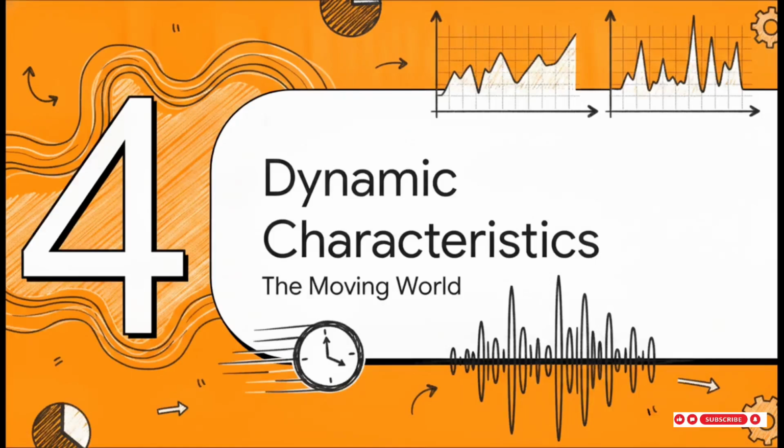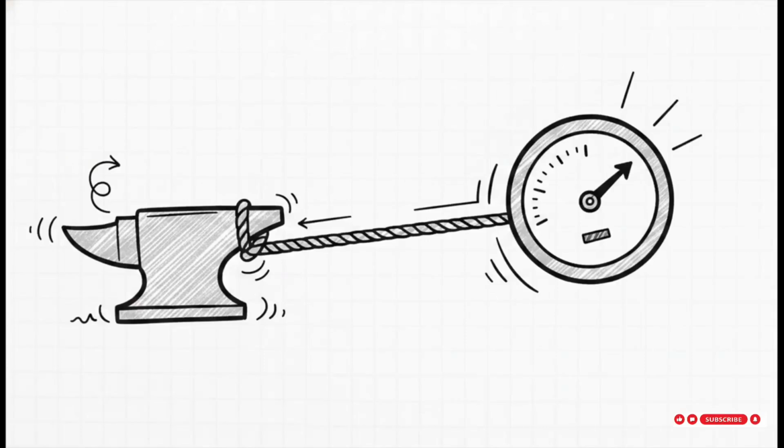All right, moving into Section 4. We are flipping the script and diving into dynamic characteristics. We're leaving that still photograph behind and entering the moving world, where variables are fluctuating super fast. So here is the harsh reality check. Out in the field, instruments are sluggish. They literally cannot respond to a sudden change instantly.